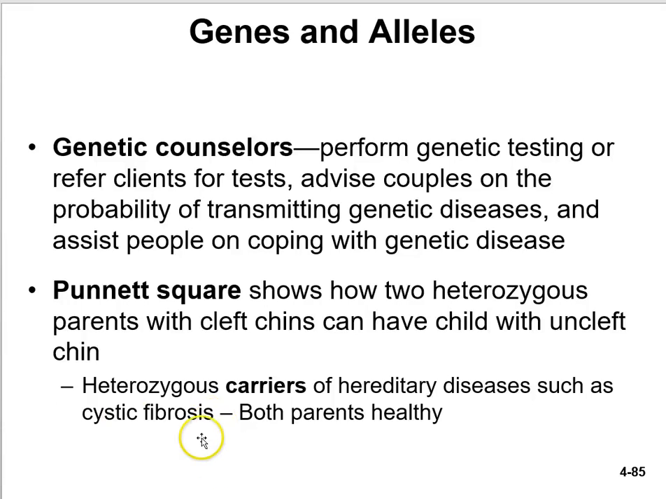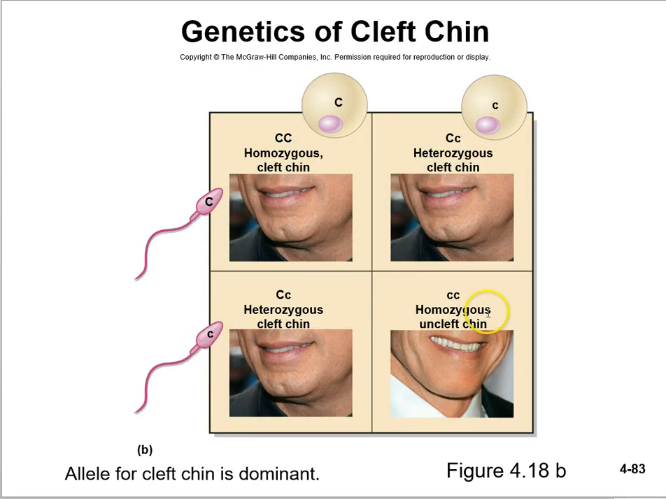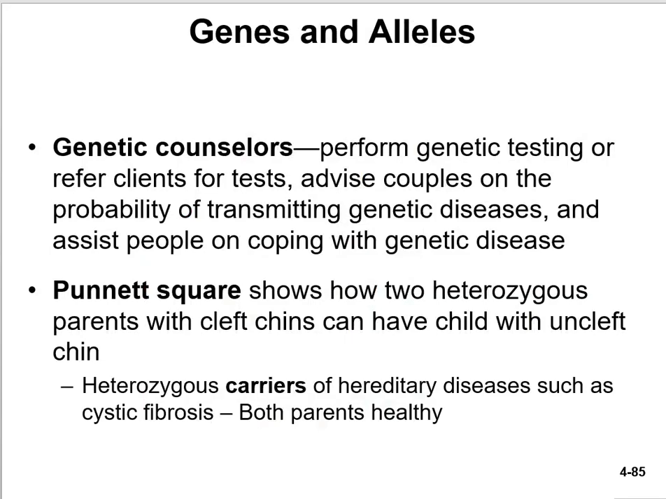Cystic fibrosis is an example of a homozygous recessive disorder. So you would need two little letters, two recessive alleles, in order to get cystic fibrosis. A genetic counselor could help parents figure out the probability of giving their child cystic fibrosis if both of them are heterozygous carriers. And then if they do give the child cystic fibrosis, they can help the parent deal with that.